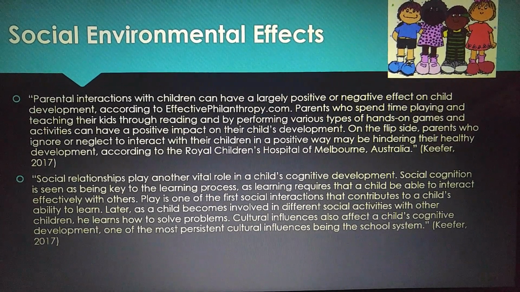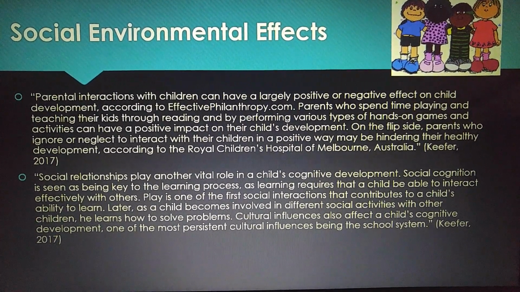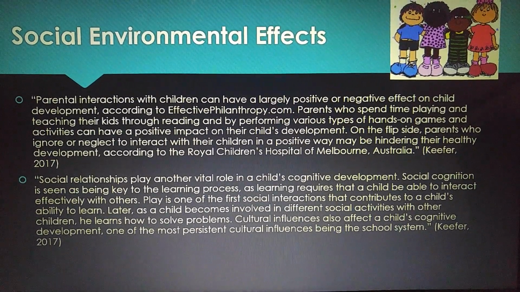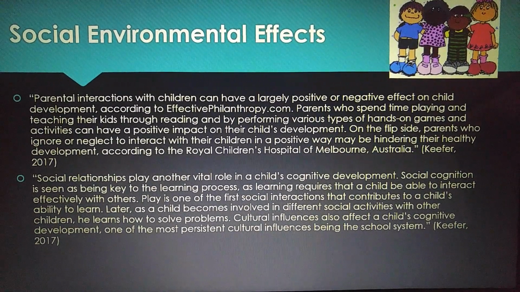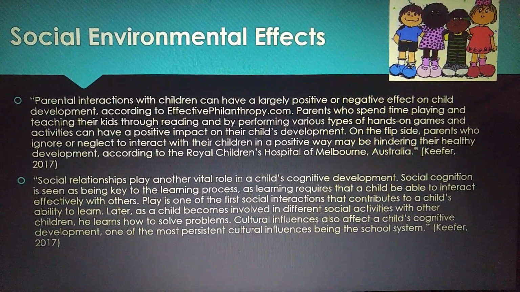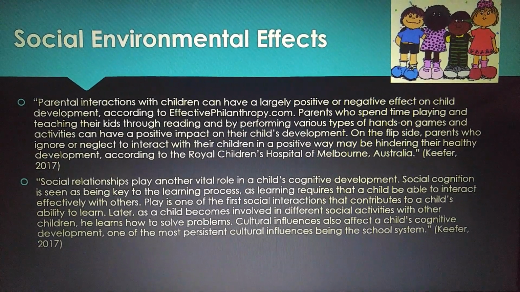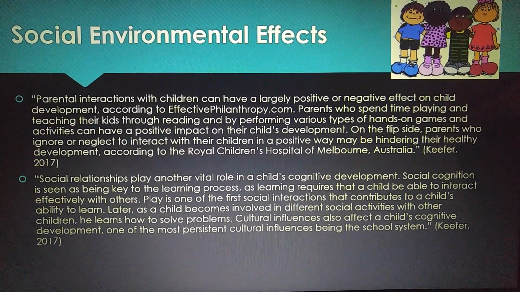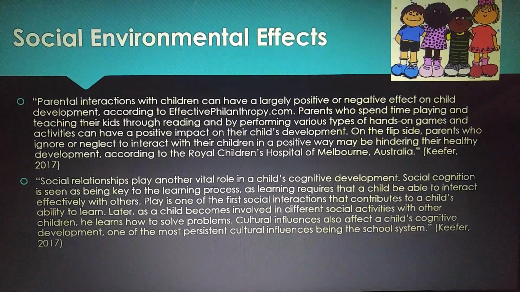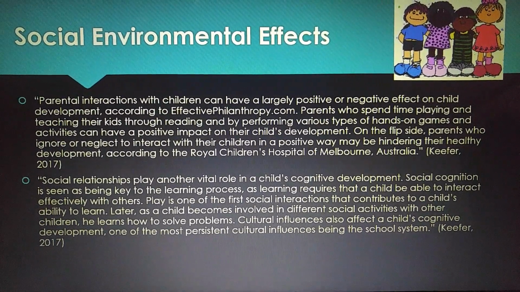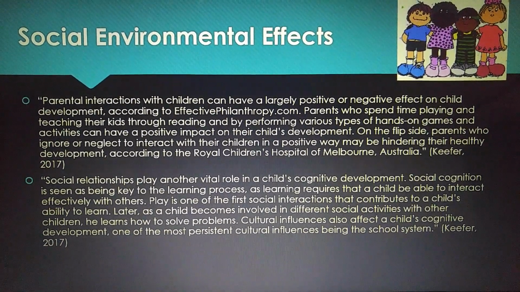Social relationships play another vital role in a child's cognitive development. Social cognition is seen as being key to the learning process, as learning requires that a child be able to interact effectively with others. Play is one of the first social interactions that contribute to a child's ability to learn. Later, as that child becomes involved in different social activities with other children, he learns how to solve problems. Cultural influences also affect a child's cognitive development, one of the most persistent cultural influences being the school system.